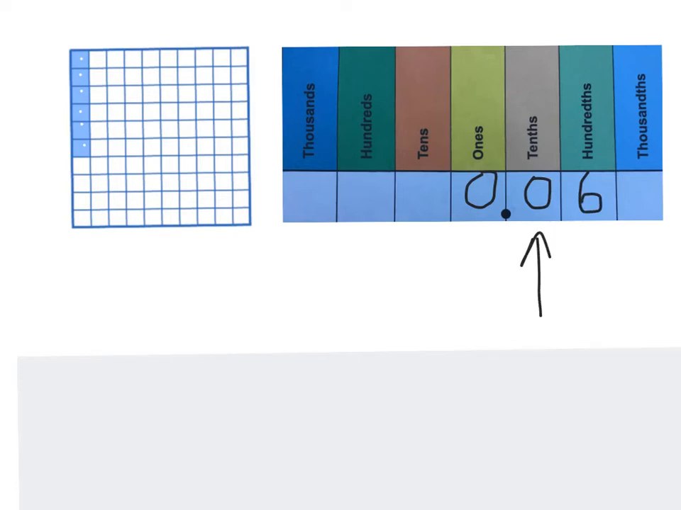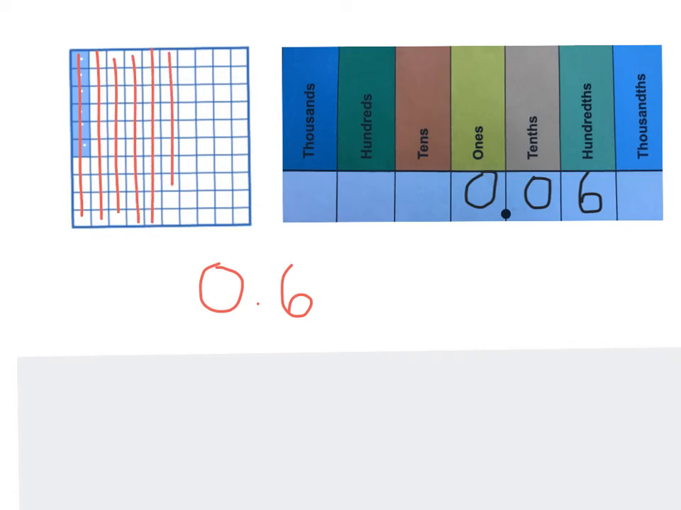Now this is the part that most people will get tripped up on. That 0 has to be there as a placeholder to say that there are no full columns or rows filled in here. The common mistake here is that students will accidentally say that this is 0.6, but 0.6 actually represents 1/10, 2/10, 3/10, 4/10, 5/10, 6/10, and as we can see, that's not the case. So we need to have this 0 here to make it 0.06, not 0.6, because it is only 6 hundredths.